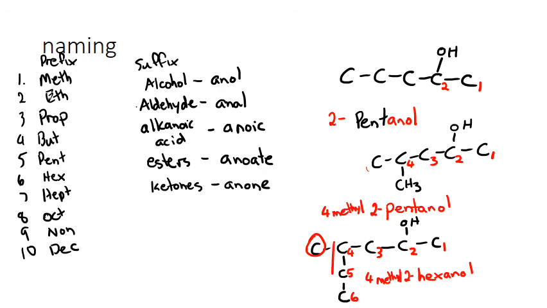So the important thing is find that longest chain that you can. Okay? And that is your prefix there. You look for the functional group. That's your suffix. And you count the shortest way to that functional group. That's where you start counting your carbons from. Okay, so I'm not going to go 1, 2, 3-methyl 5-hexanol. So I always do the shortest way to my functional group. Alright, so I hope that helps you out.